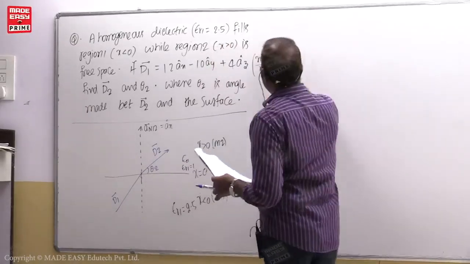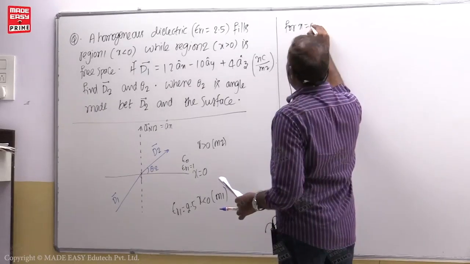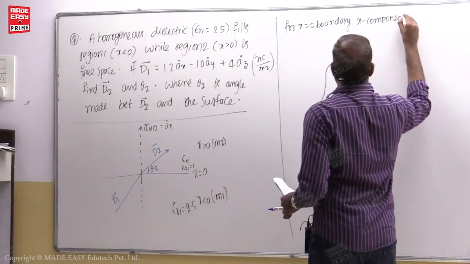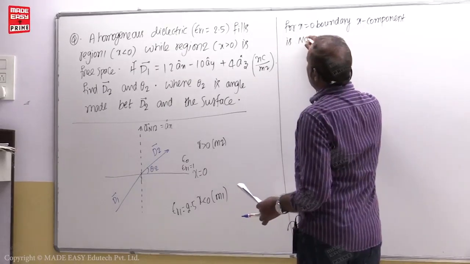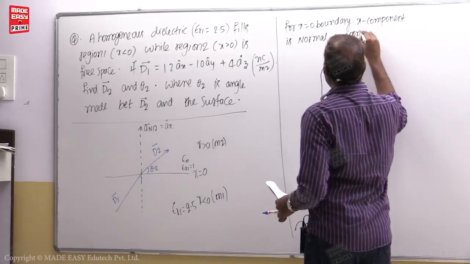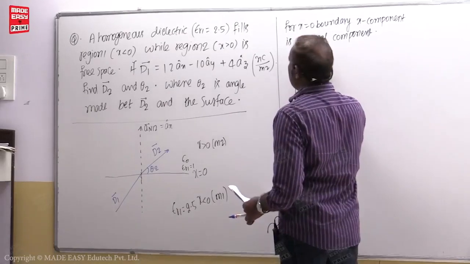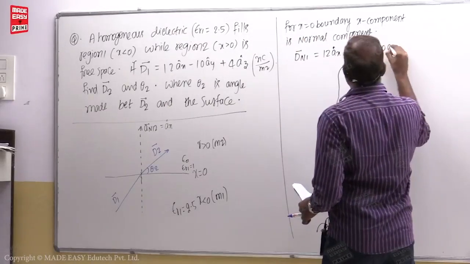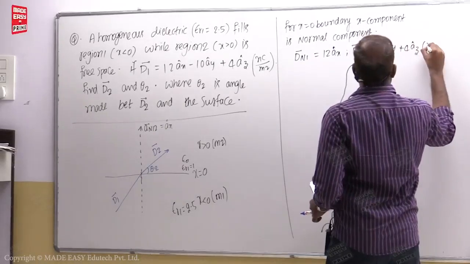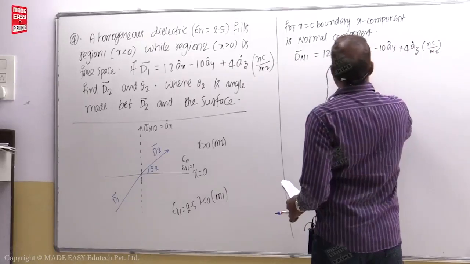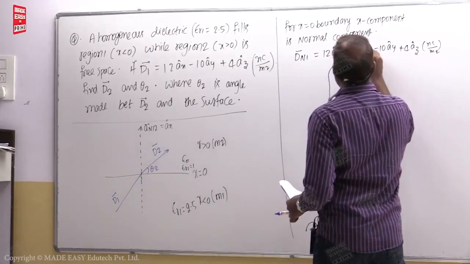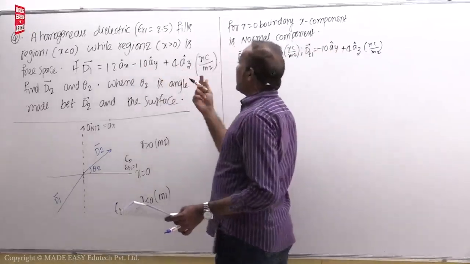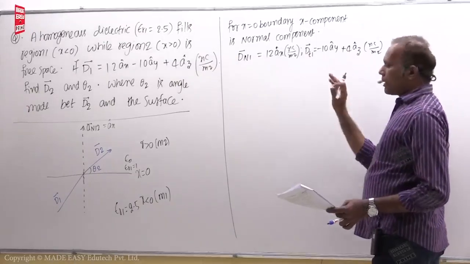Till now I was telling you that here I am writing for x equal to 0 boundary, the x component is the normal component. That means Dn1 bar is equal to 12 ax. Now what is the tangential component? That is minus 10 ay plus 4 az. Here nano coulomb per meter square is there, and here also nano coulomb per meter square. So this is Dt1 bar. So if this x component is the normal component, the remaining are the tangential component. Okay.